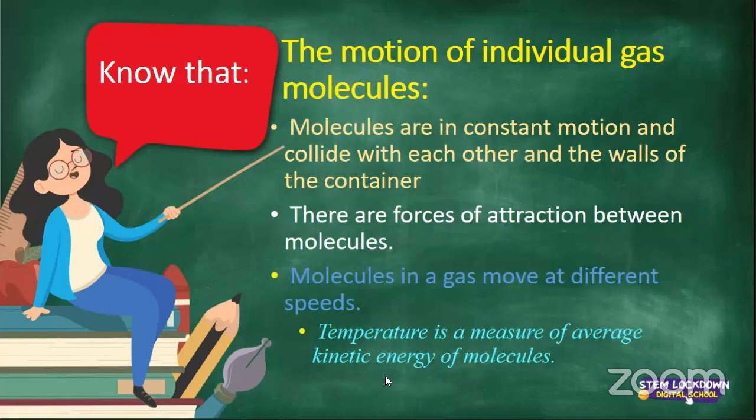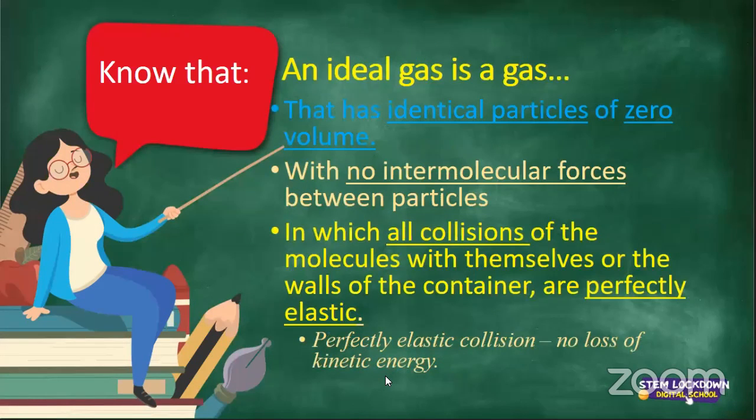Remember, kinetic energy is half mv squared. It is half the mass multiplied by the square of the velocity. So they are moving at different speeds. So temperature will be simply a measure of the average kinetic energy of molecules. When you are measuring the temperature of a substance, you are just measuring the average kinetic energy of particles of that substance. And then an ideal gas will be the gas that has identical particles of zero volume.